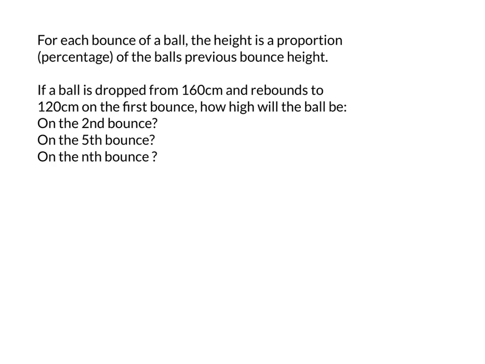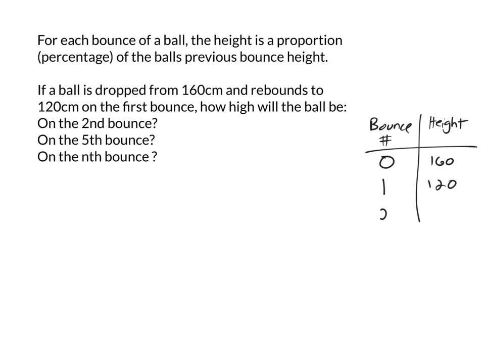This is a little bit different. I'm going to make a table to kind of keep my information organized. I'm going to do bounce number. I'm going to do height. So if the bounce number is 0, because I haven't bounced it, it's 160 centimeters. On the first bounce, it rebounds to 120 centimeters. We're thinking about 2 and so on, 2 or more.